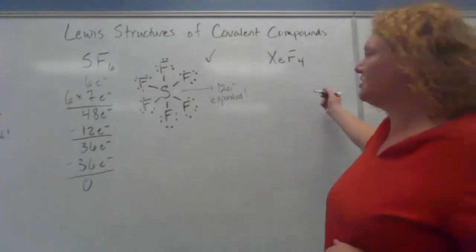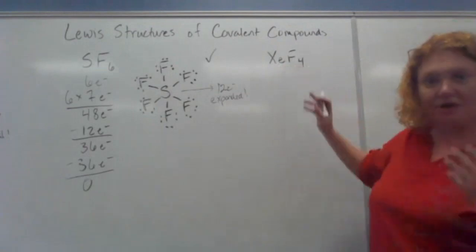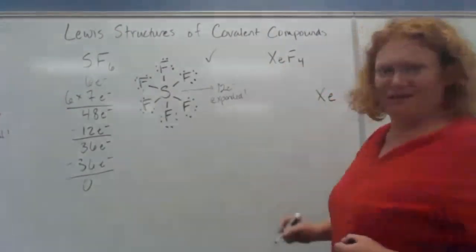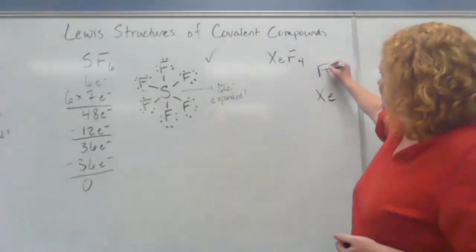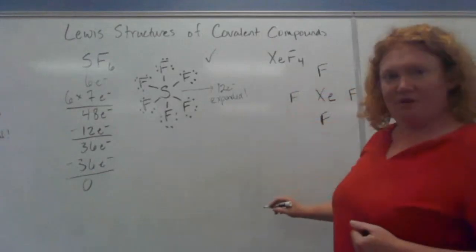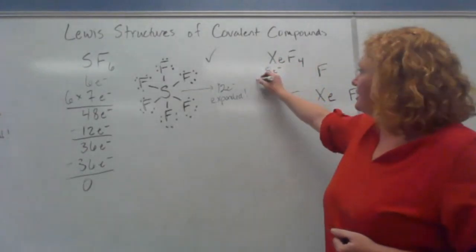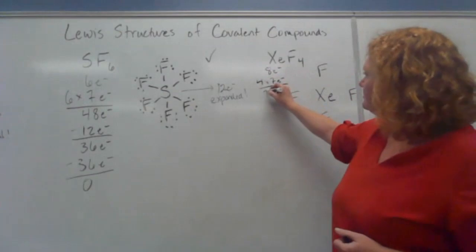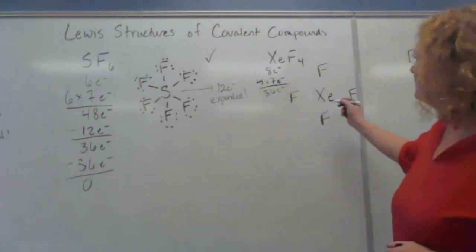Xenon tetrafluoride. This is one of the first discovered noble gas compounds, because prior to this we didn't think noble gases could actually form compounds, but this is one, xenon tetrafluoride. So I've got xenon in the middle and 4 fluorines. So add up my valence electrons. Xenon has 8. Each fluorine has 7. I got 36 electrons, similar to what I had over there.